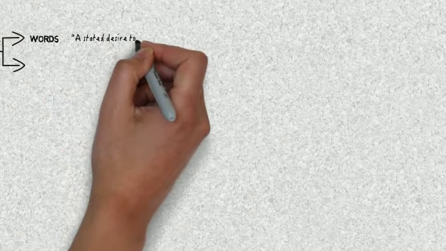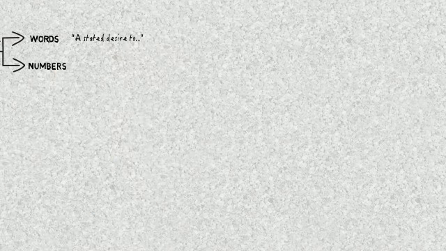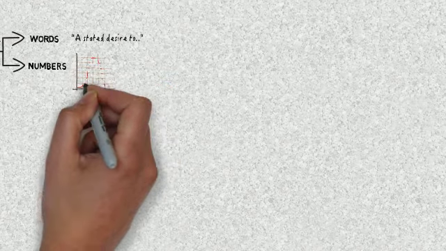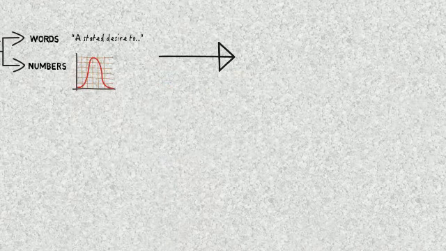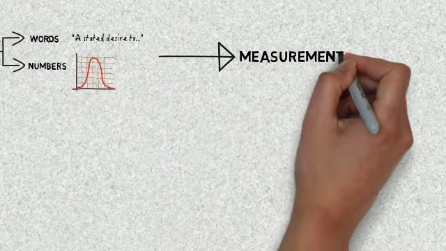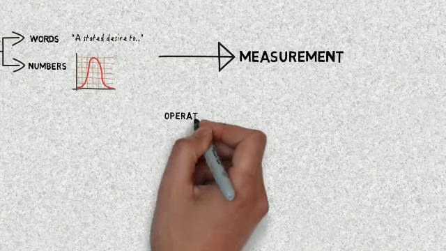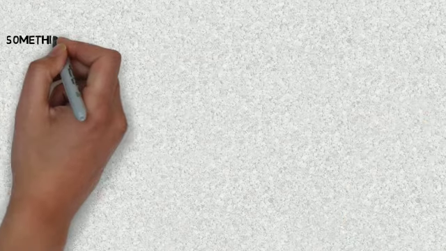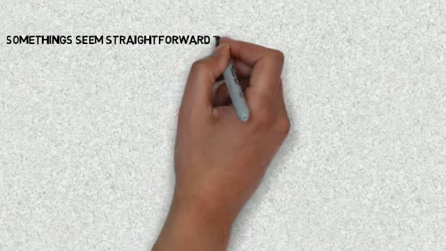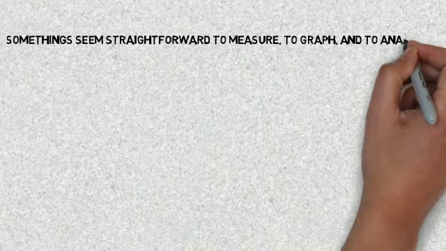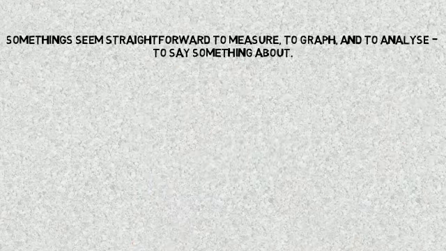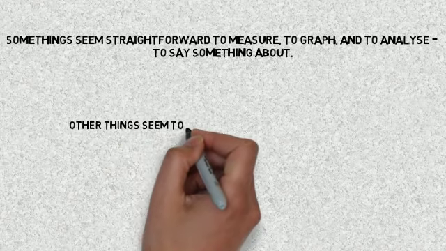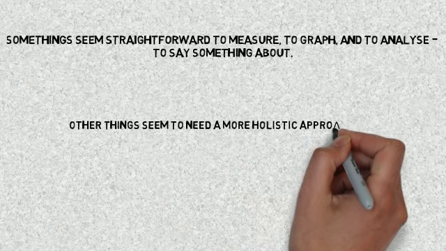And we're trying to say something about these things and processes in words and numbers. In other words, we're trying to get a measurement. We're trying to operationalize the observed thing or process. Now sometimes things seem straightforward to measure, to graph, and to analyse, to say something about. Other times it seems we need a more holistic approach.